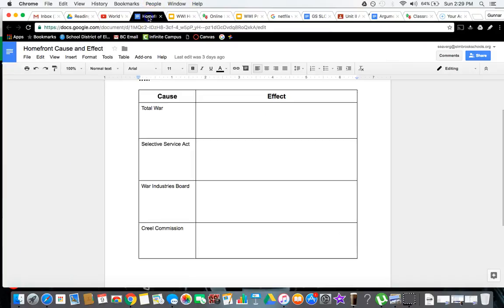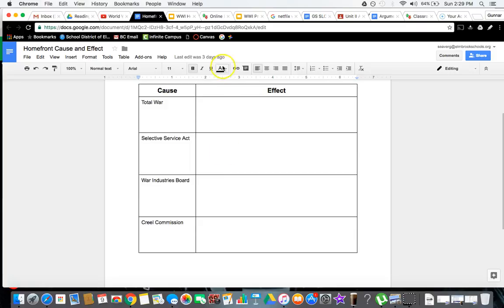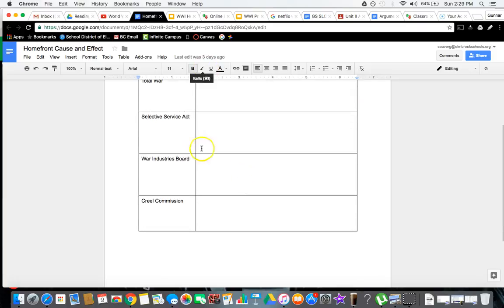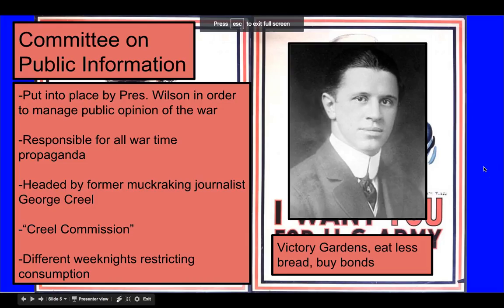So now I want you to switch back into that document. You should have these three filled out. You can get those three effect boxes filled in with somebody else in class later if you have the time. But then our last one that we're going to focus on within this document before we turn it in is the Creel Commission. And that is headed by this man right here.